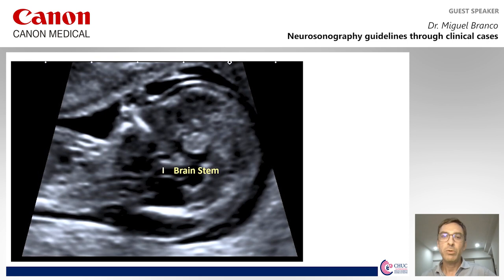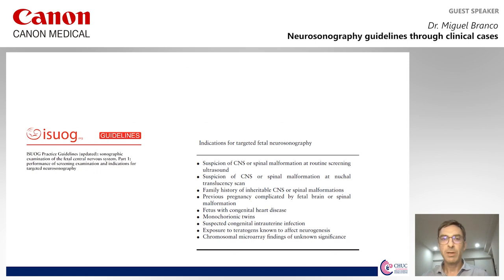In this situation, we have a thin brainstem and a brainstem to occipital bone distance superior to the 95th percentile, which is strongly associated with aneuploidies and pathology of the posterior fossa. The first half of these guidelines also gives us the indications for fetal neurosonography. I would like to underline the suspicion of CNS anomaly in the first or second trimester, family history of inherited CNS or spinal malformation, previous pregnancy complicated by fetal brain or spinal malformation, or a fetus with congenital heart disease.